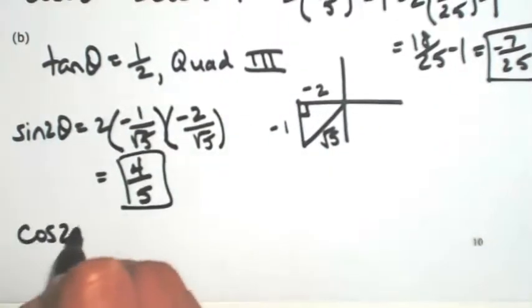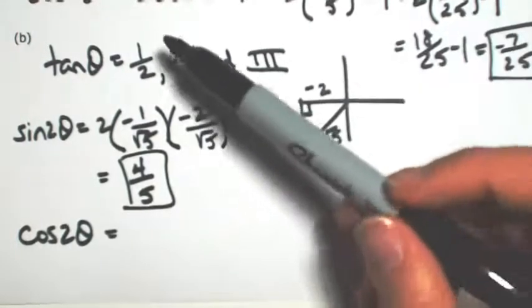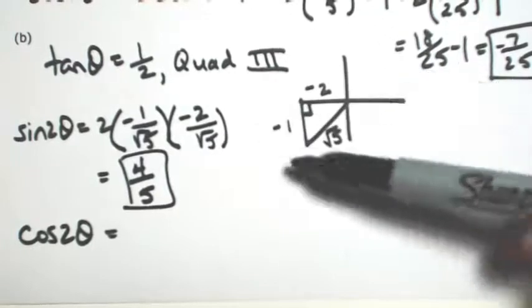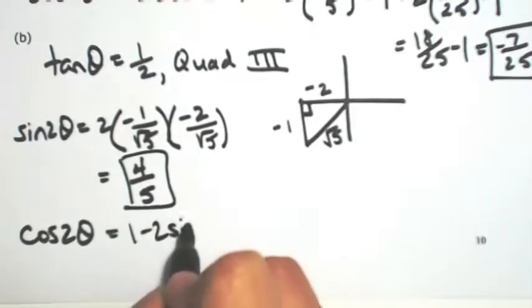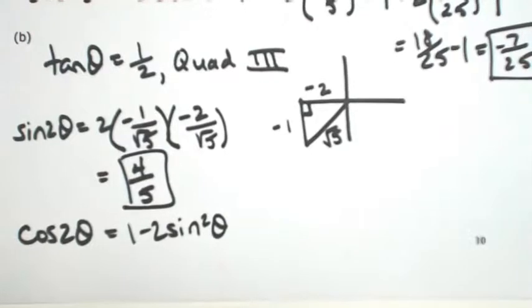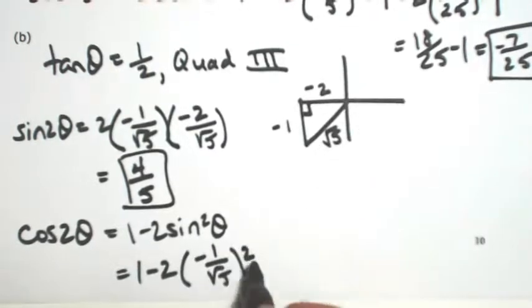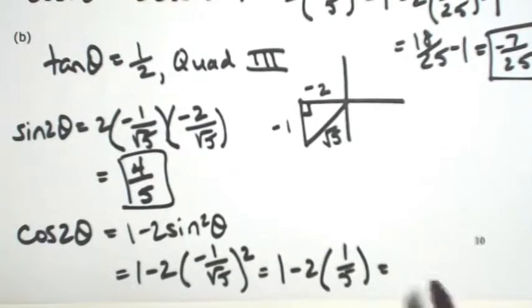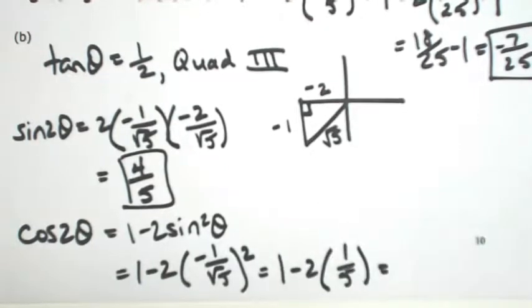Okay, for the cosine of 2 theta, again, you have a lot of choices. We weren't given sine or cosine, we were given tangent. Hopefully I didn't mess anything up in this picture, so I'm just going to use maybe the one I haven't used yet. Let me do 1 minus 2 sine squared theta. The sine of theta was negative 1 over the square root of 5. Square that. So 1 minus 2 times 1 over 5. So 1 minus 2/5 would be 3/5.